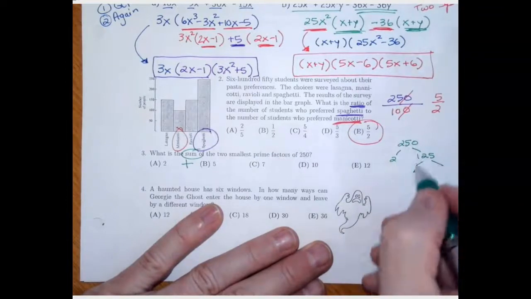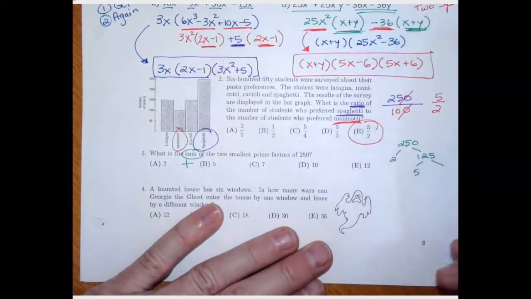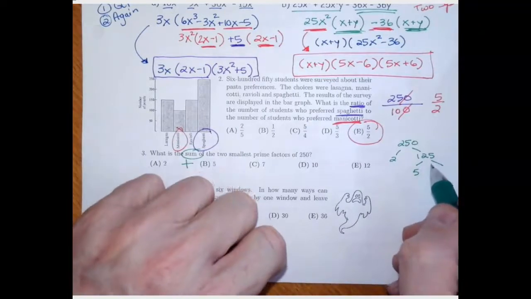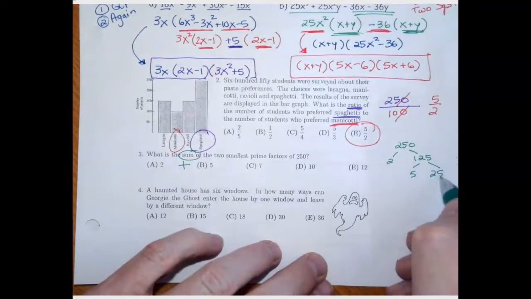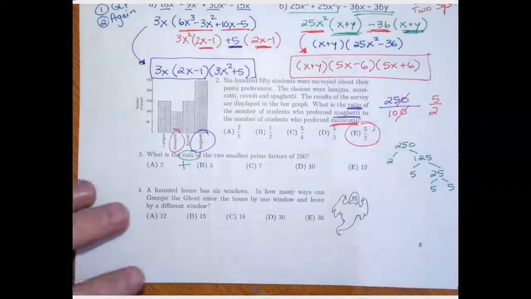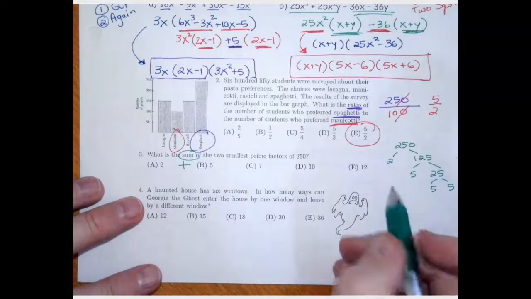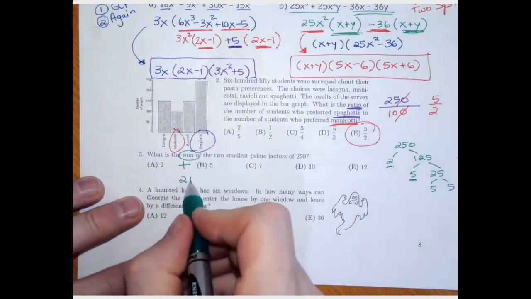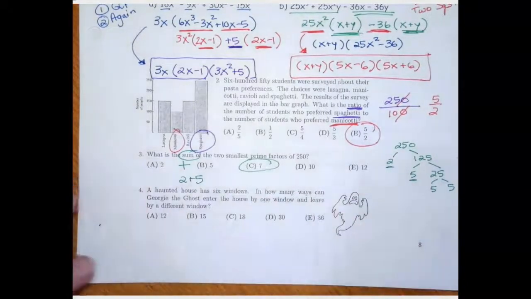I keep trying to divide 2 out as long as I can. That's an odd number, so I know that 2 is not a factor, but anything that ends in a 0 or a 5 can be divided by 5. So that's 5 and 25, and that's 5 and 5 again. So the prime factors, really it's 2, 5, 5, 5, but the two smallest are 2 and 5. So 2 plus 5 equals 7.